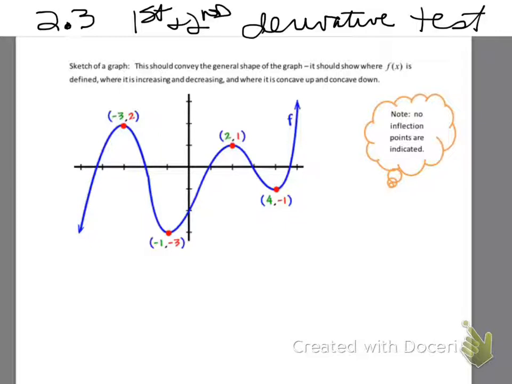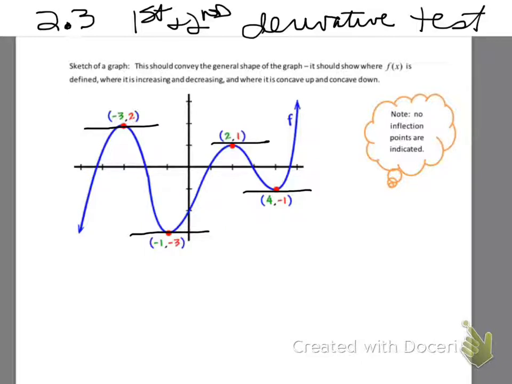So first derivative tests, remember, they're testing your slope. So wherever your slope is a zero is a potential extremum. So it's a potential max or a min. But it could also be a shelf. And we haven't talked a lot about shelves yet, but we will in this exercise.